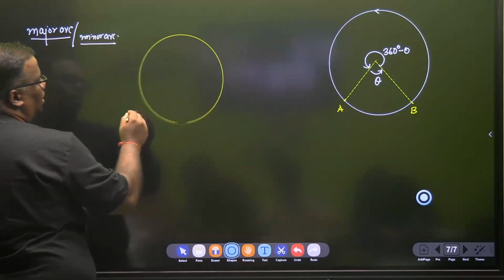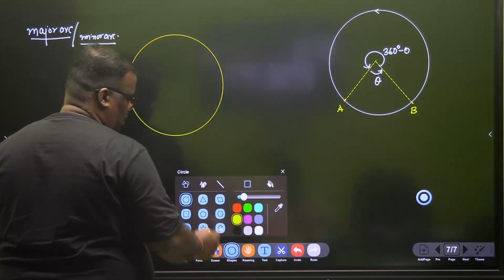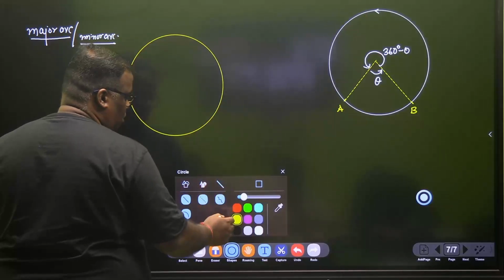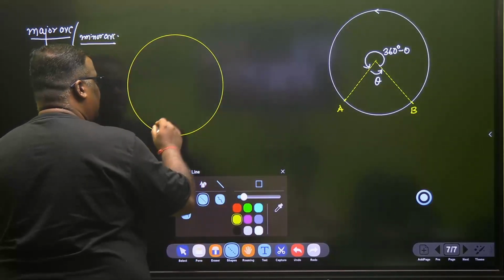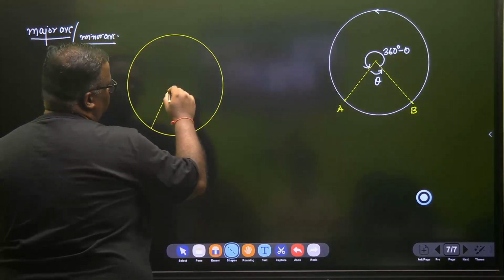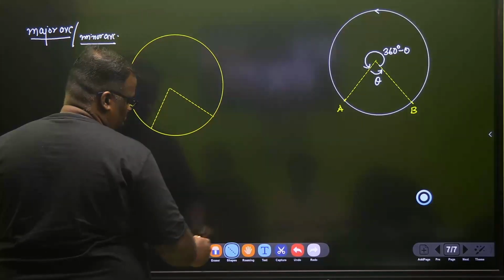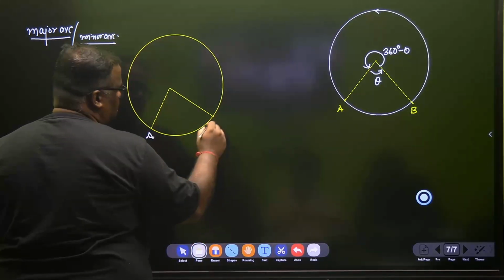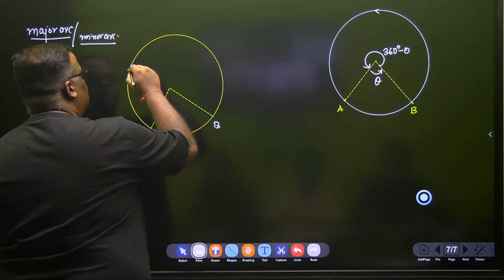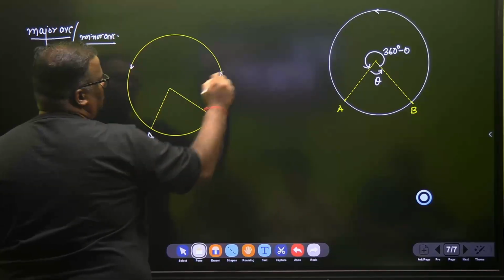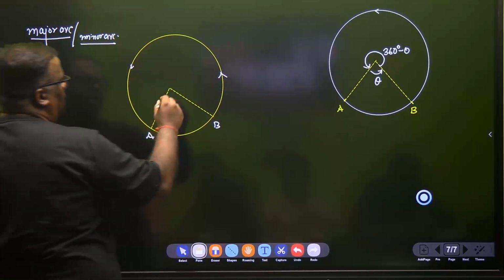Okay. Now let's see. These are theorems which you will be using left, right, and center in the circle chapter. So if you are not clear, get it cleared now. We will not study them again. This is AB. Rotation of the circle is in this manner. That means this AB is the minor arc.